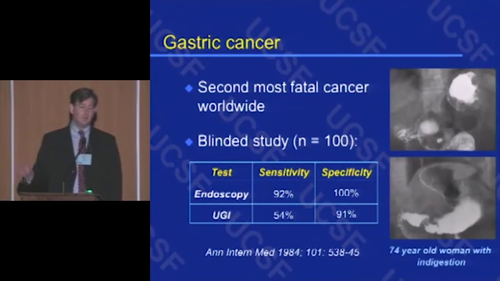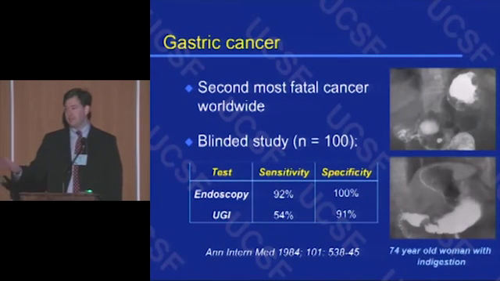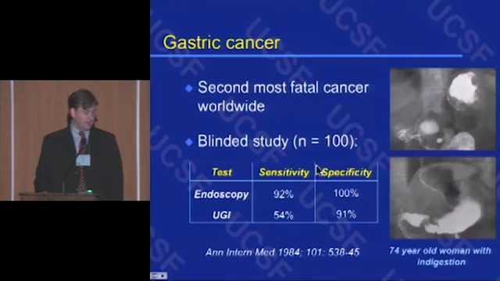So sometimes what we'll do is we'll do the upper GI examination, look for a large mass or a definite filling defect, help the endoscopist, or if we see a large mass, then they can go right to CT for staging. But if you don't, that doesn't mean that there's not something there.